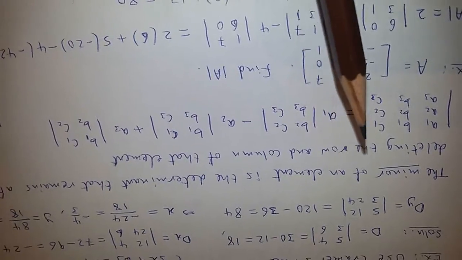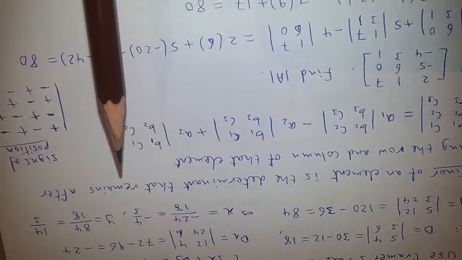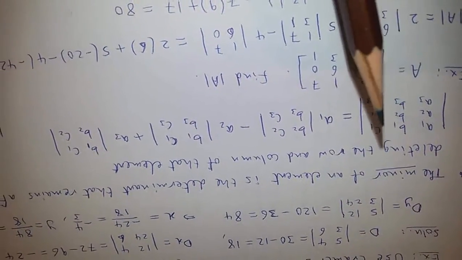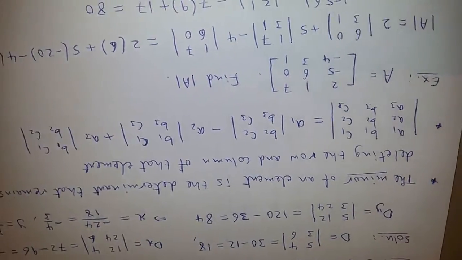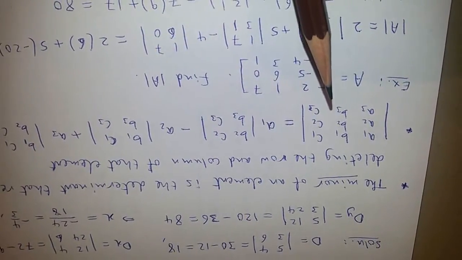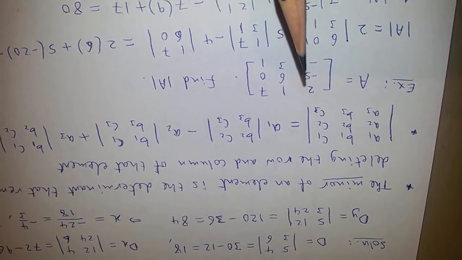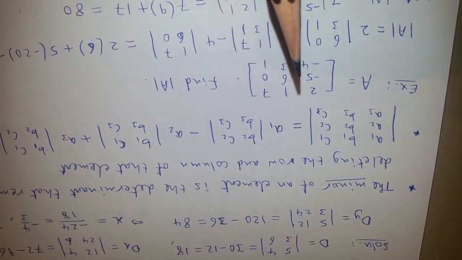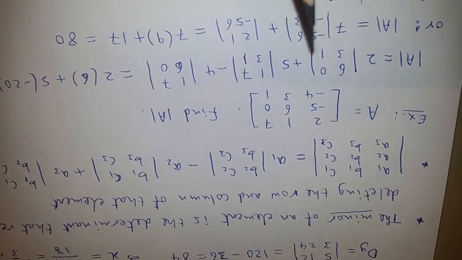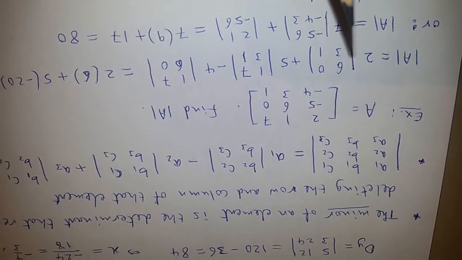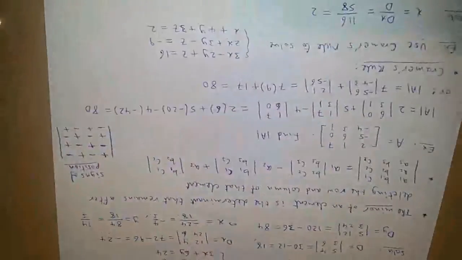Now there is a definition, the definition of the minor. The minor of an element is the determinant that remains after deleting the row and column of that element. So for example, let us look at this determinant. If you want to find the minor of 2, delete the row and the column and write 6031. The determinant of 6031 is the minor of 2. So that's the definition of the minor.